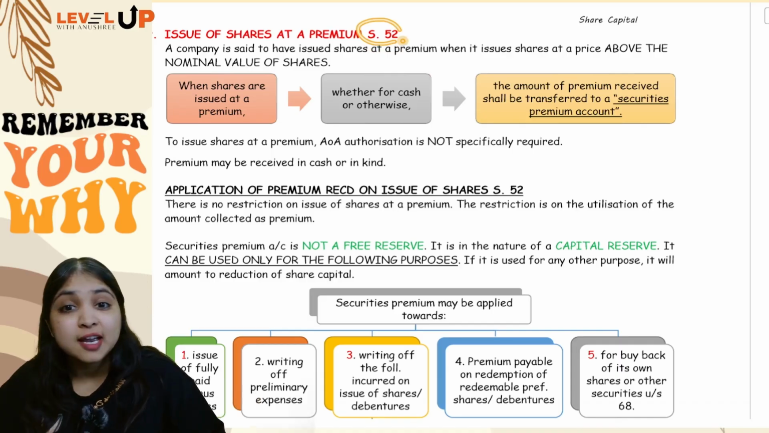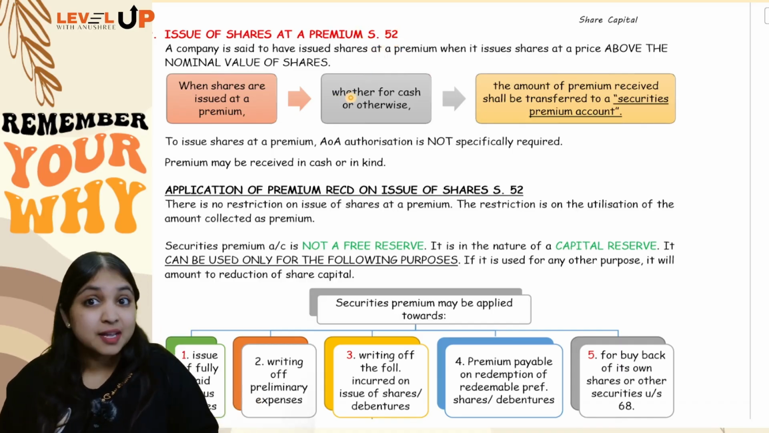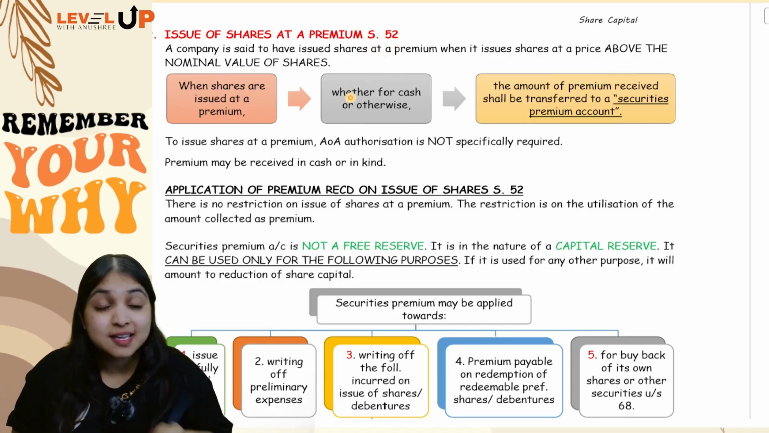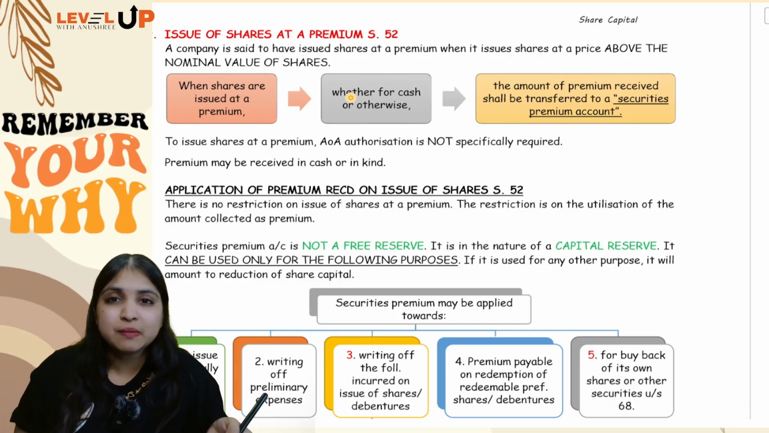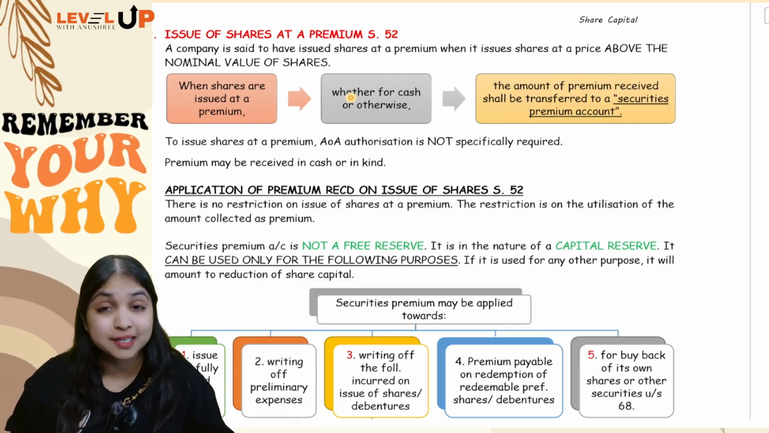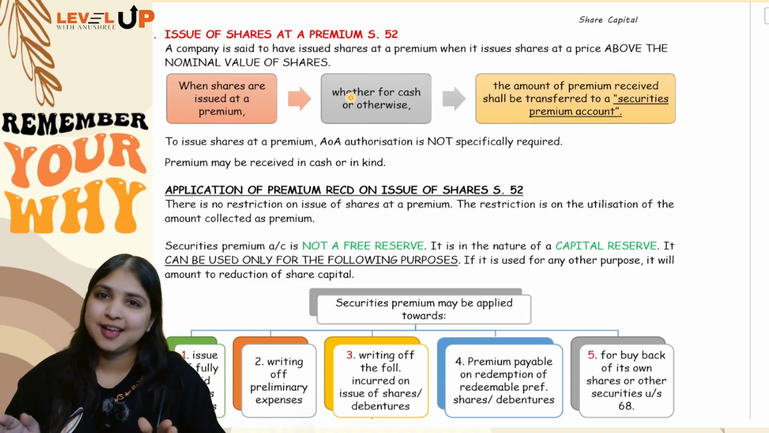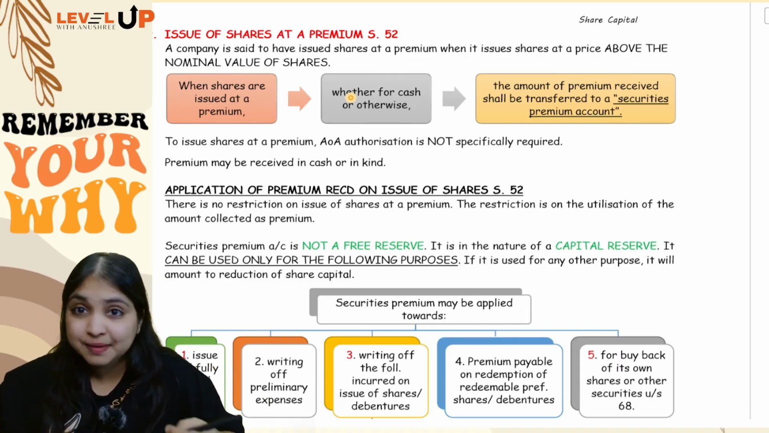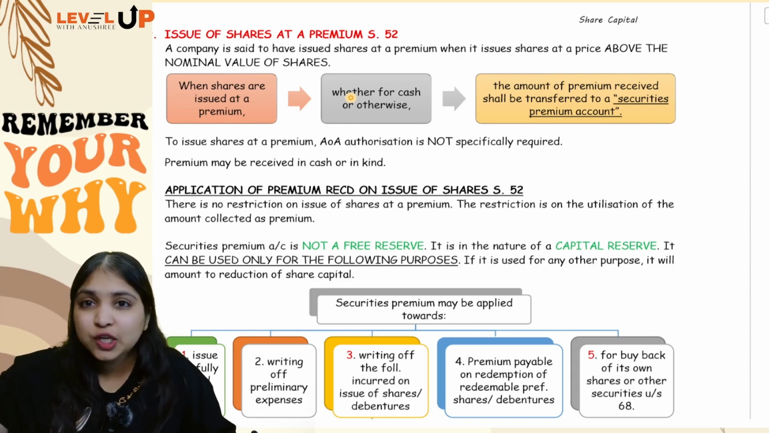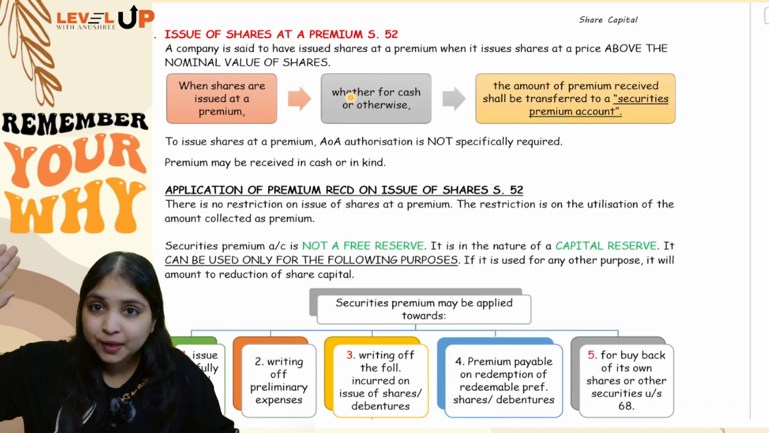Now coming to our next section, which is section 52. Simple section, guys, talks about issue of shares at a premium. Can we issue shares at a premium? Yes. Is there any limit on how much premium we can collect on the shares? There is no limit. But is there a restriction on what the premium money can be used for? Yes. So shares can be issued at a premium. Above face value, whatever the company collects for the shares, that's called premium. There's no limit on the premium. It can be as much as the company wants it to be.